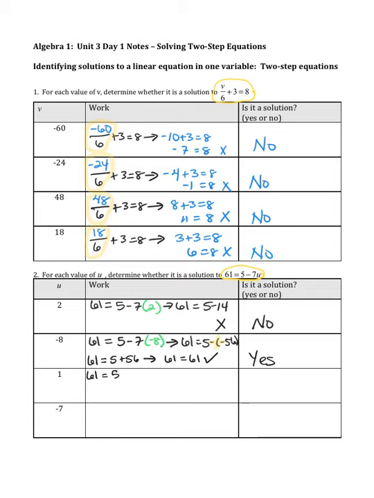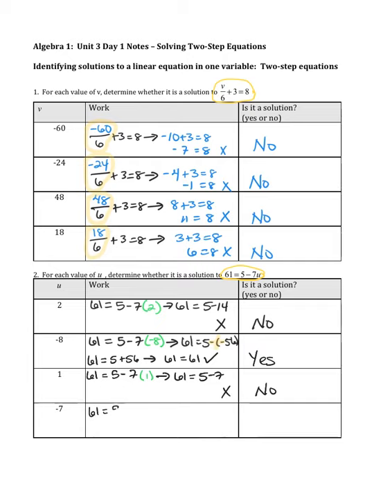61 equals 5 minus 7 times 1. 61 equals 5 minus 7. I don't think I need to go any further. You know that's not 61. Nope. Last one.